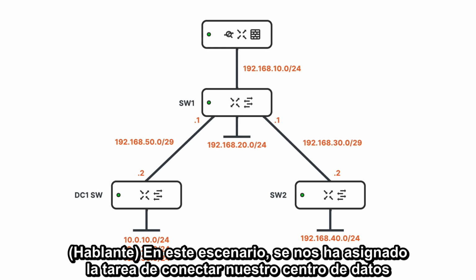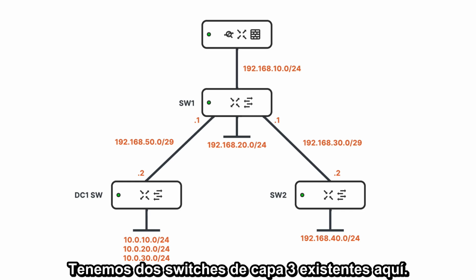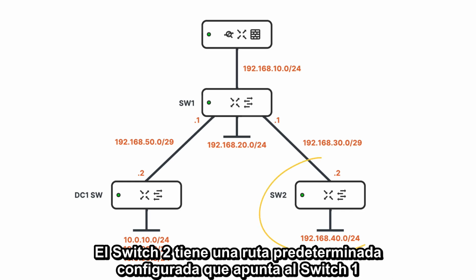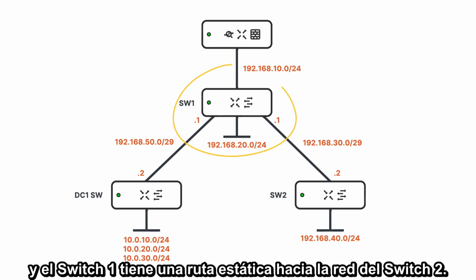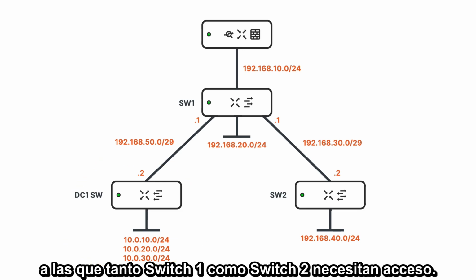In this scenario, we've been tasked with connecting our data center to our existing network using OSPF. We have two existing layer 3 switches here. Switch 2 has a default route configured pointing to switch 1, and switch 1 has a static route to switch 2's network. Our DC1 switch has multiple networks that both switch 1 and switch 2 need access to.